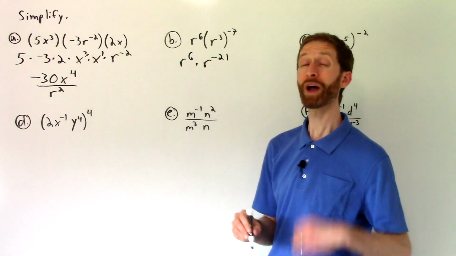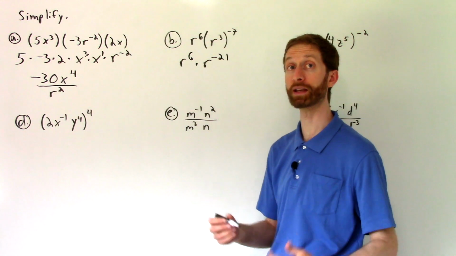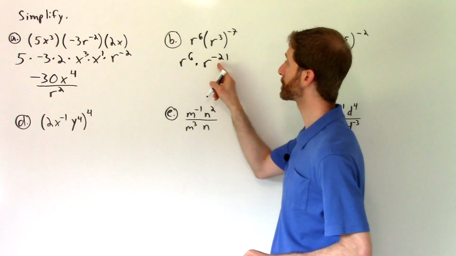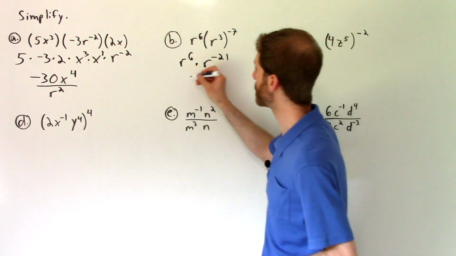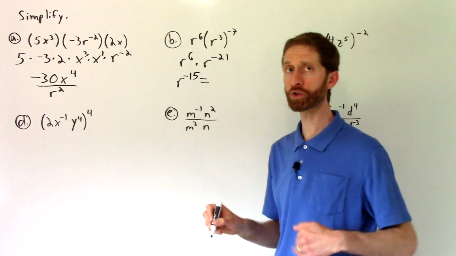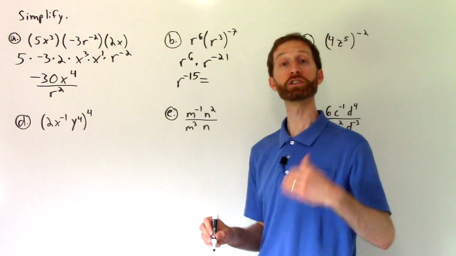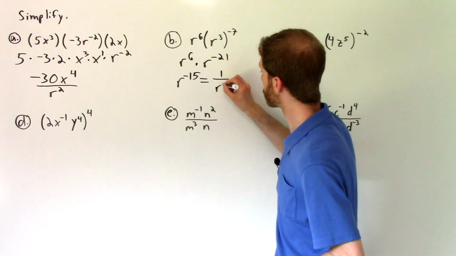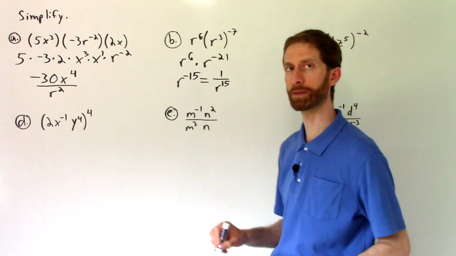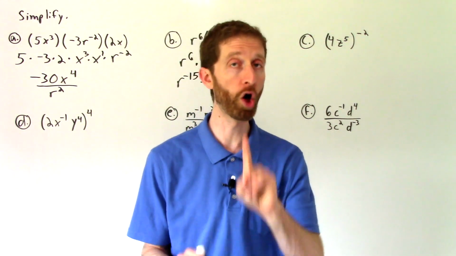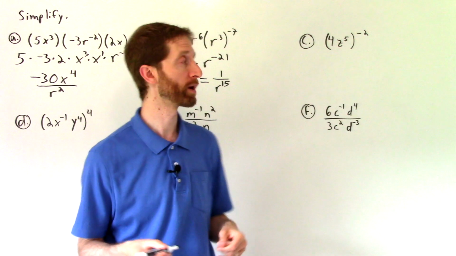And now from here, you have the same bases being multiplied. So we add powers. 6 plus negative 21 is negative 15. So that's r to the negative 15. And of course, we now have a negative exponent. So it ends up being 1 over r to the 15th. The moral of the story here, peeps: take it a step at a time, applying one property at a time, always following the order of operations.